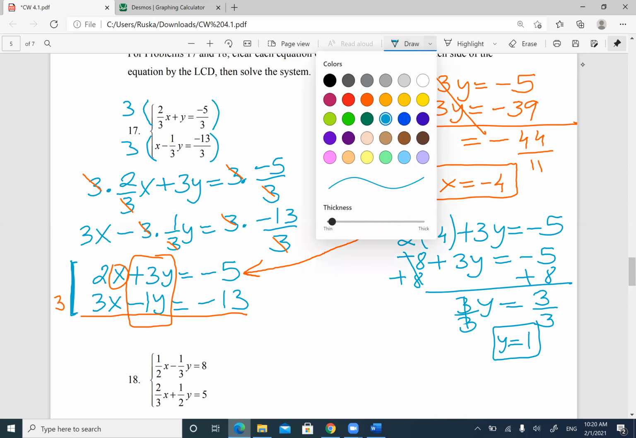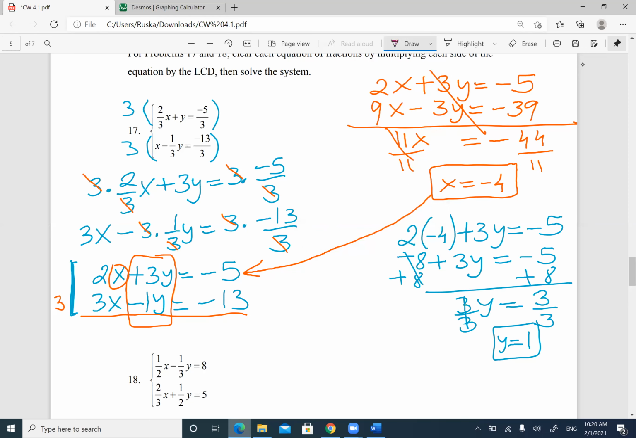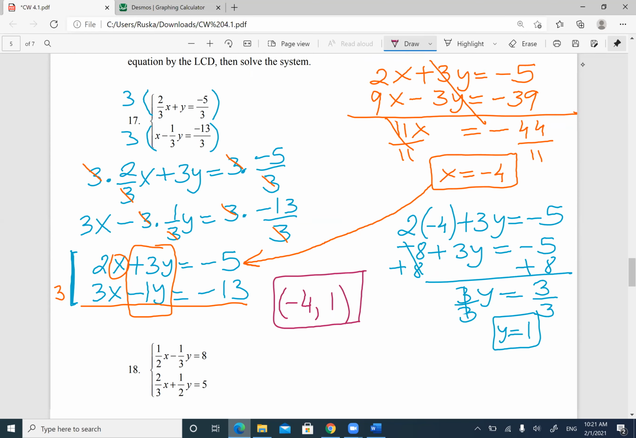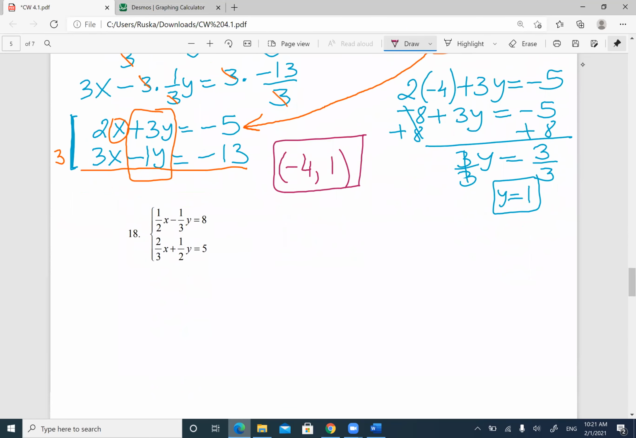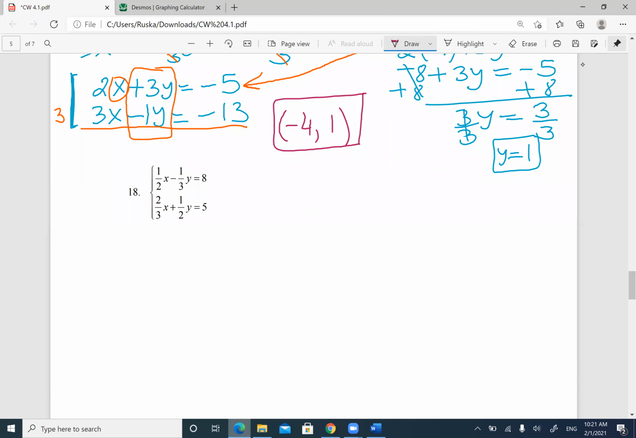And then my final answer, I'm going to write it as a point, coordinates. x is negative 4 and y is 1. Okay, so that's how you solve a system with fractions. You eliminate the fractions first, and then solve it the way you like. Okay, any questions? No, ma'am. Okay, so if you look at number 18, you're going to multiply both sides by 6 because that's your common denominator. That's what's going to cancel the fractions.